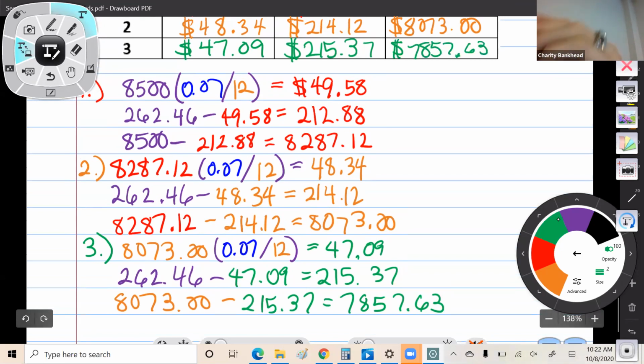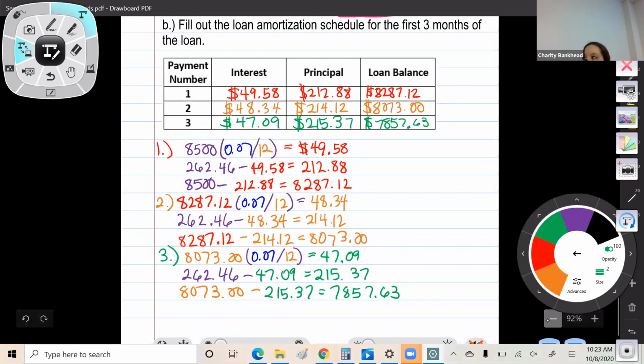All right, so this is literally what's happening whenever you are paying off a loan. Every month, the amount of interest that you have to pay goes down, which means the amount that you're able to pay off goes up. So every month, your balance is decreasing by more and more.